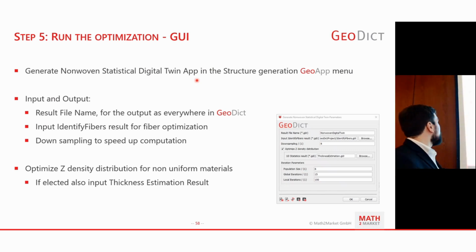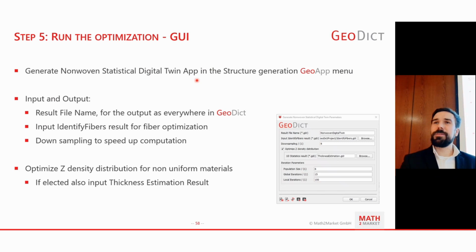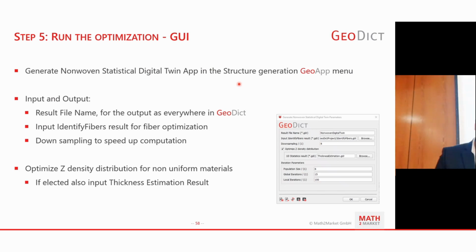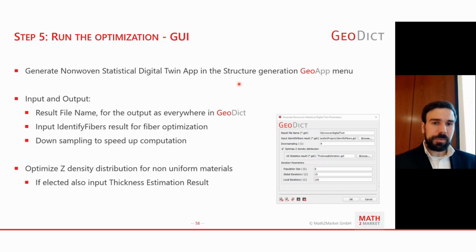From the UI, it's a bit easier if you just want to use the default version that we have. You go into the generate nonwoven statistical twin app in the structure generation GeoApp menu. So basically you select in the GeoApp menu structure generation, and then on the left side you have our usual module GUI, and there is a combo box with I think 3 entries, and one of them is the nonwoven statistical digital twin app.